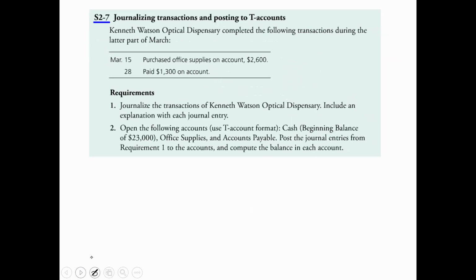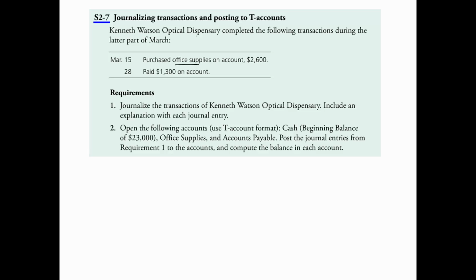All right, here's a problem in the demo problems where we're going to kind of do all five steps. So we journalize the transaction first, and then we're going to post them to the T accounts. So first we're going to say, all right, let's look at the March 15th, purchased office supplies on account. Which two accounts are affected?